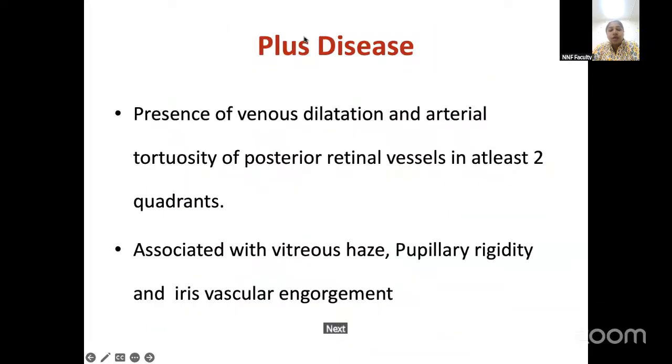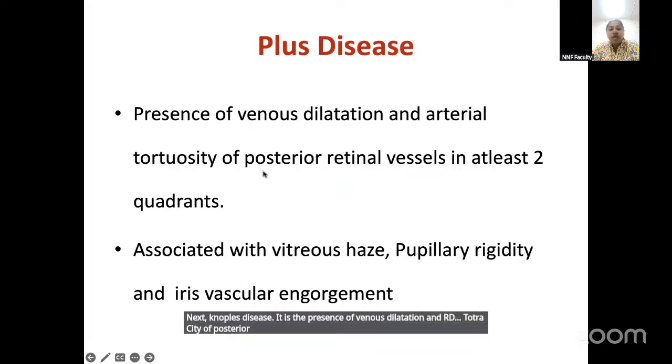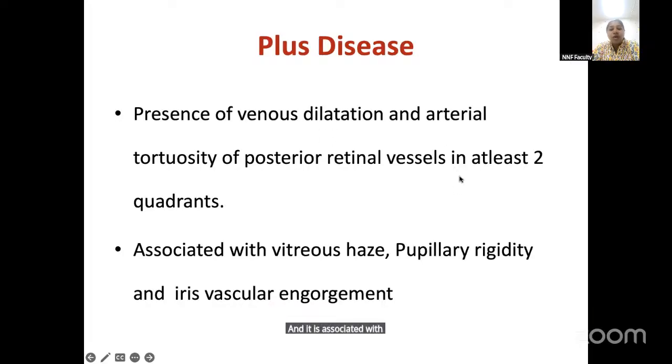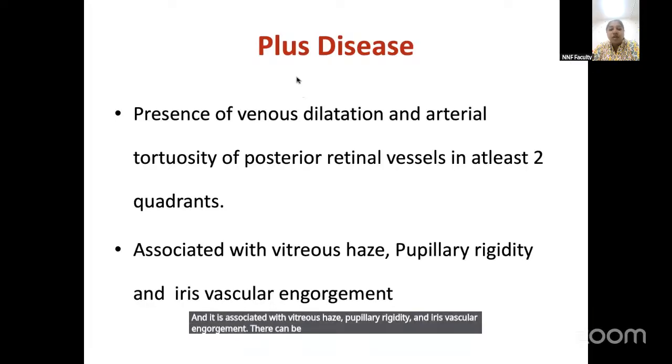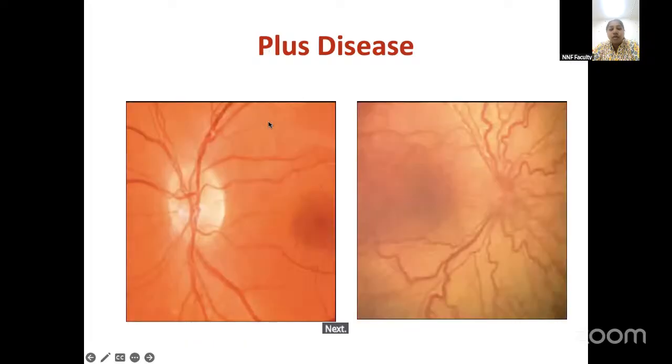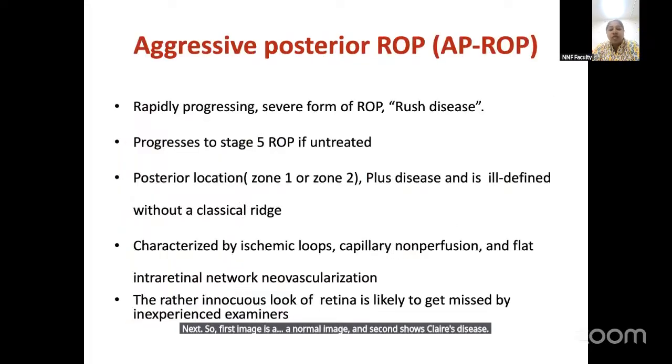Next. Now, plus disease. It is the presence of venous dilatation and arterial tortuosity of posterior retinal vessels in at least 2 quadrants, and it is associated with vitreous haze, pupillary rigidity, and iris vascular engorgement. There can be vitreous hemorrhage as well. Next. So, the first image is a normal image, and the second shows plus disease, with increase in the tortuosity.